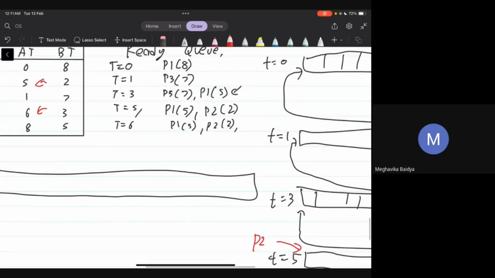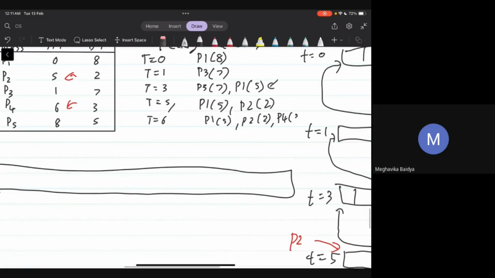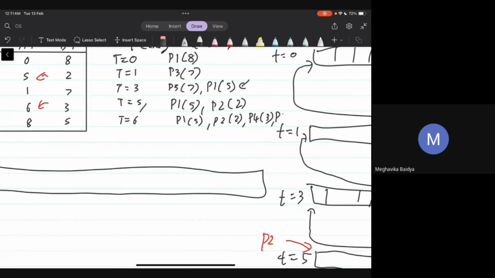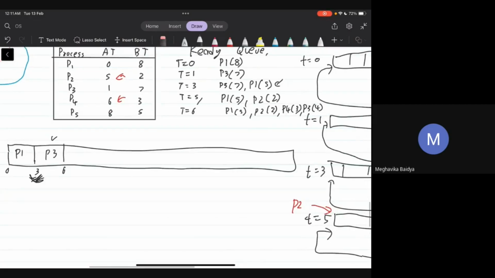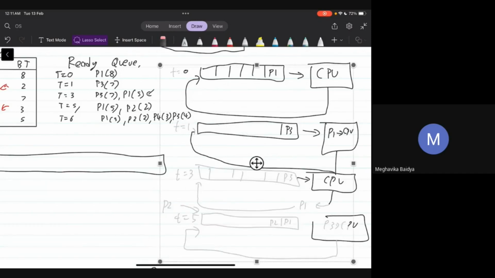So here, at t equals 6, we had this issue. So now we will write P4 with the burst time of 3, and then the returning process, P3, with a burst time of 4 now. It was 7 here, took 3 seconds, so it becomes 4 now. Wait, I'll just erase all this. I'll just push it back a little.